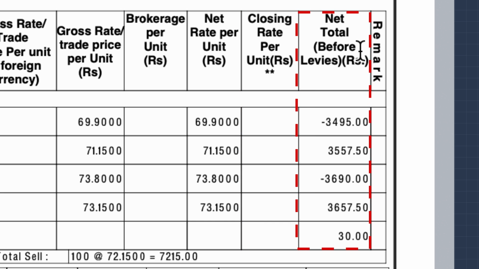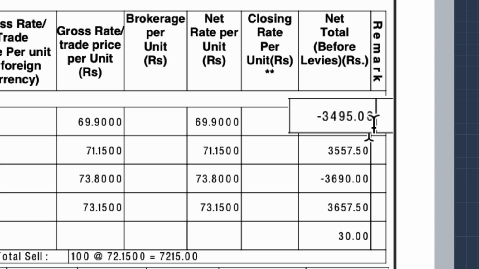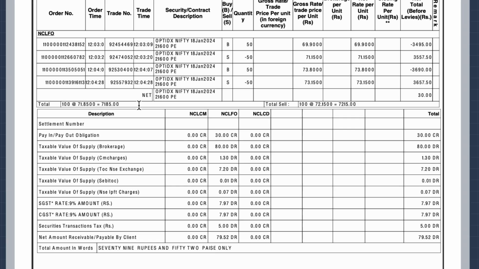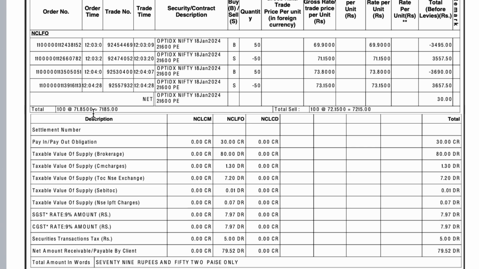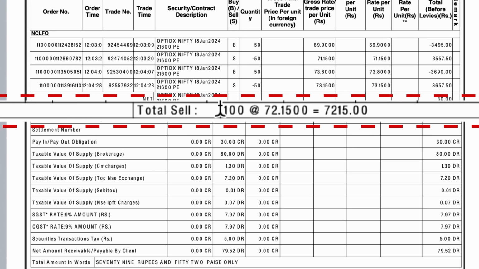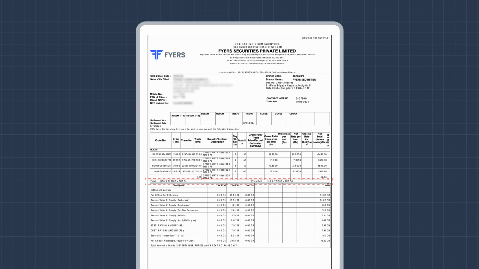Lastly, there is the net total column before all the levies, showing the amount you are liable to pay or receive for the trades executed by the FYERS trading platform, with positive amounts indicating receivables from FYERS and negative amounts showing payables to FYERS. At the bottom of the vertical table, you'll notice a horizontal line describing the buy-sell quantities, providing a quick snapshot of your trading activity.